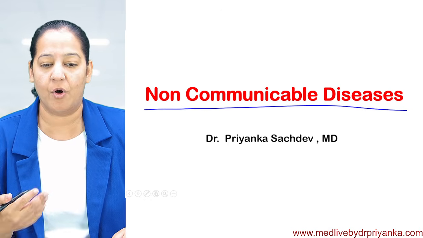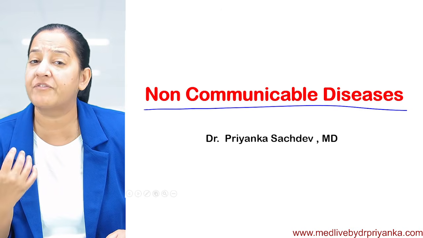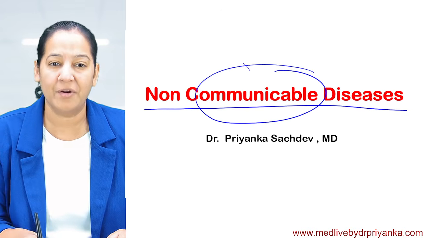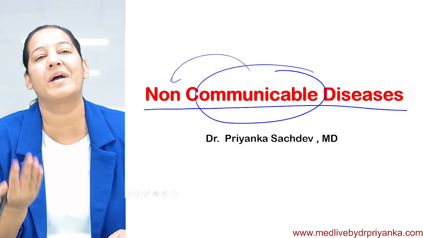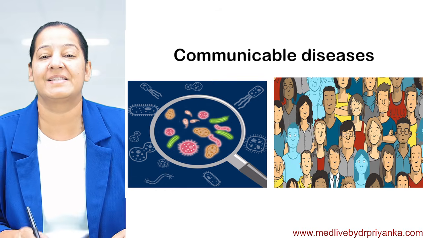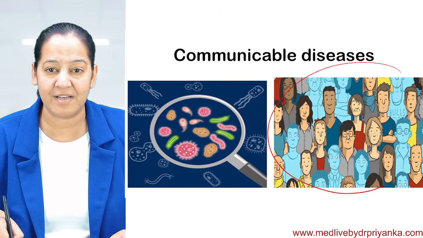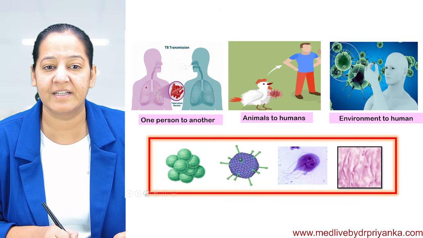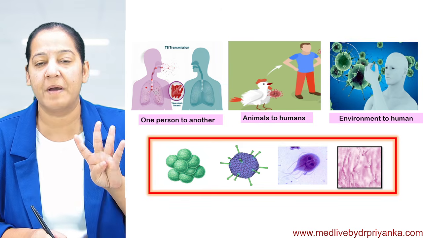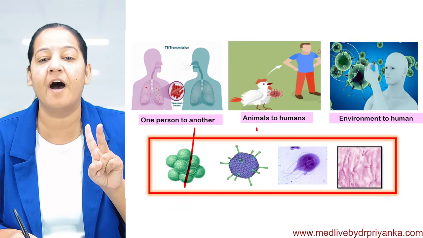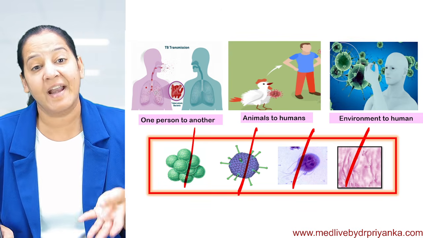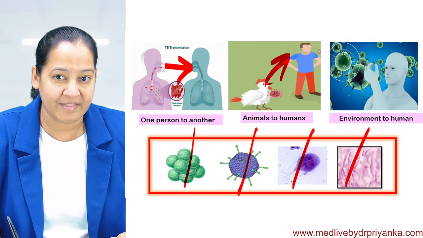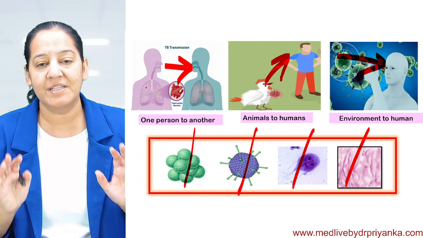Before I start non-communicable disease, can any one of you tell me the definition of communicable diseases? We have already completed communicable disease. Non-communicable disease will be the opposite of that. First, revise what is communicable disease. Communicable diseases are the diseases which are transmitted from person to person. They are caused by one of the 4 microorganisms, that is either bacteria or virus or parasite or fungus, and they are transmitted via 3 routes. Either from man to man, or animal to man, that is zoonosis, or environment to man. So this is communicable disease.